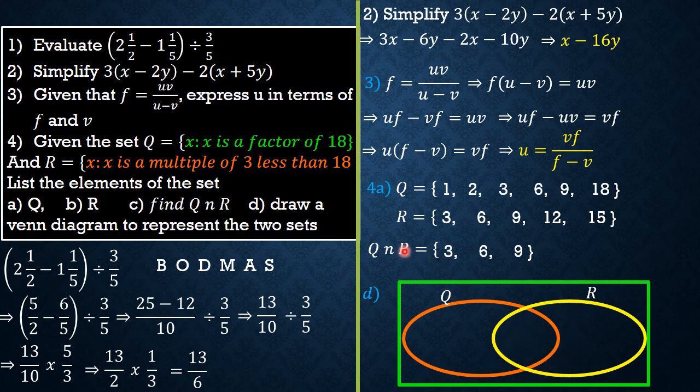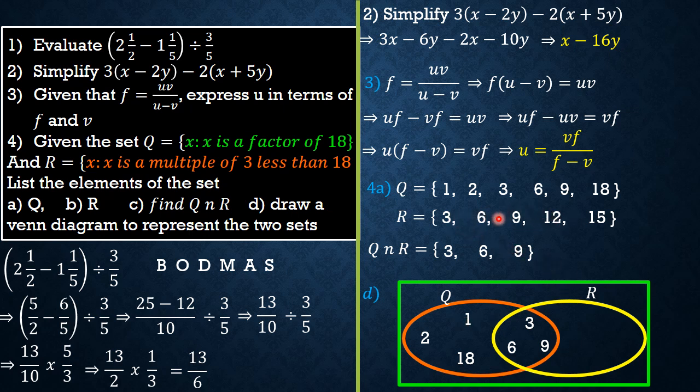Great. So what they share in the intersection is simply going to be Q intersection R, whose elements are 3, 6, and 9. Great. If we take away the elements 3, 6, and 9 from the set Q, which elements are going to be left? We have 1, 2, and 18, right? So here we are going to have 1, 2, and 18.